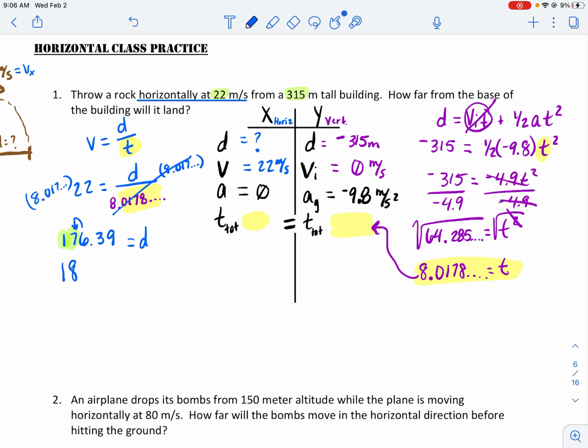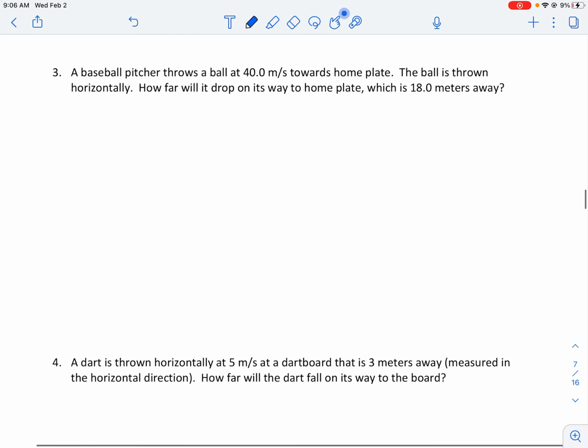And then this is in the 100s place, so I'm going to add a 0 there to make that a 100, so it's 180 meters as our official final answer for this question. Now we're going to skip ahead and look at question number 3.